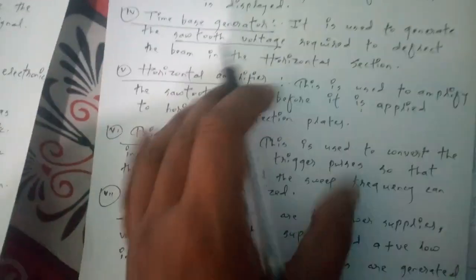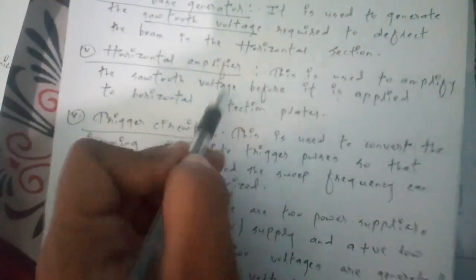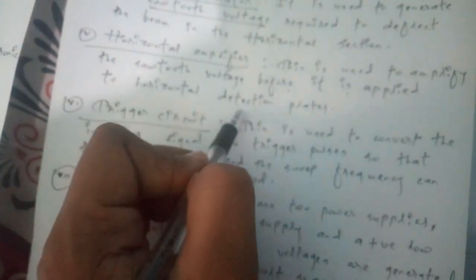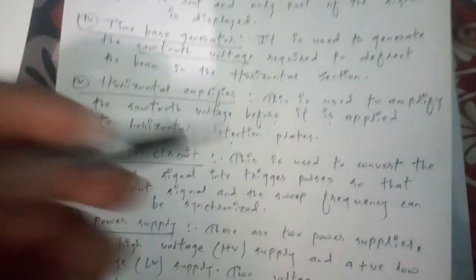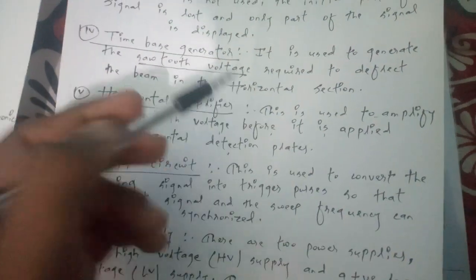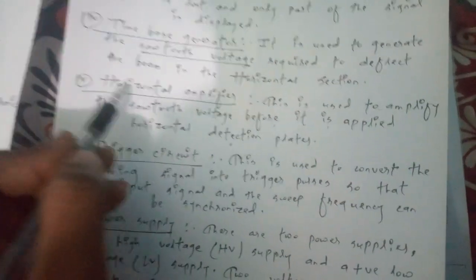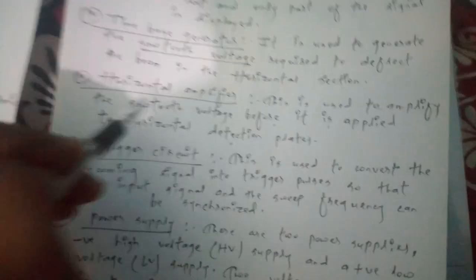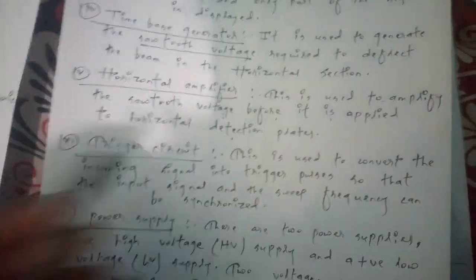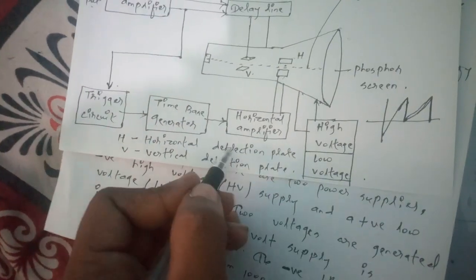Now the horizontal amplifier. The horizontal amplifier is used to amplify the sawtooth voltage before it is applied to the horizontal deflection plate. Look here, the time base generator only generates the sawtooth voltage which is required for the horizontal section, but this horizontal amplifier amplifies the sawtooth voltage before it is applied to the horizontal deflection plate. This here represents the horizontal deflection plate.